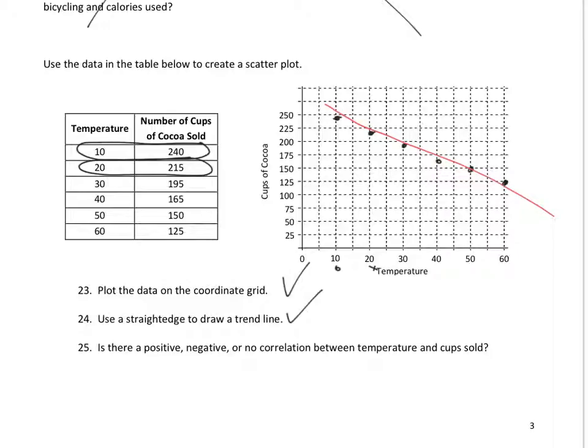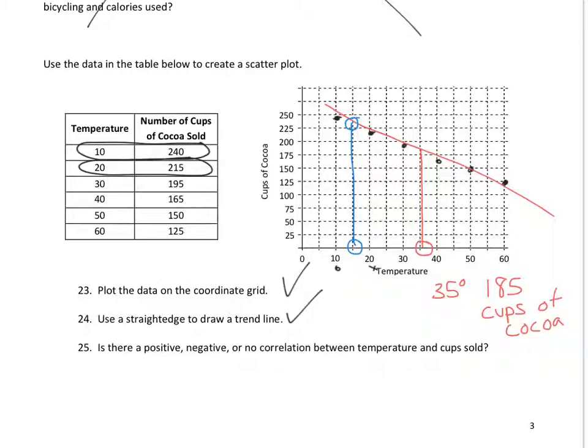Okay. So if you were to read this trend line, you could go to 35 degrees. You would expect to sell about 185 cups of cocoa. That's how you would read it. Or if the temperature was 15 degrees, this looks like 235. That's how you read it.